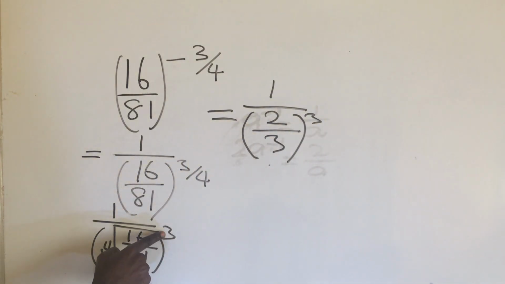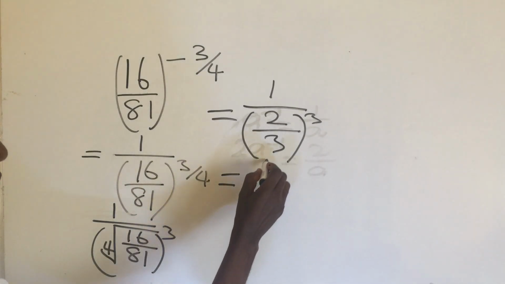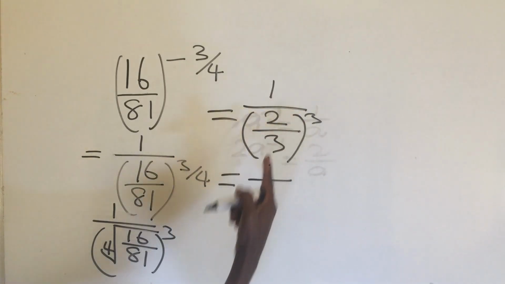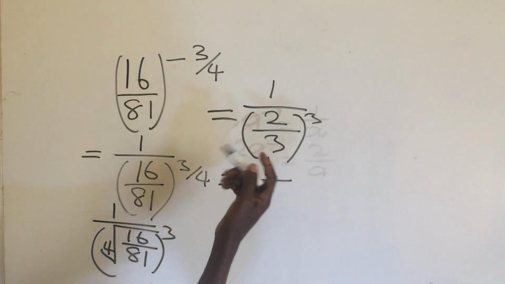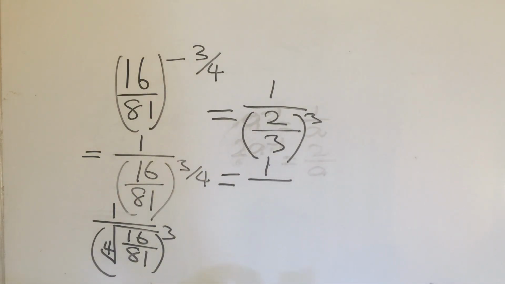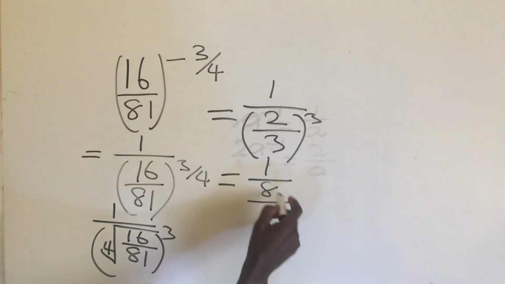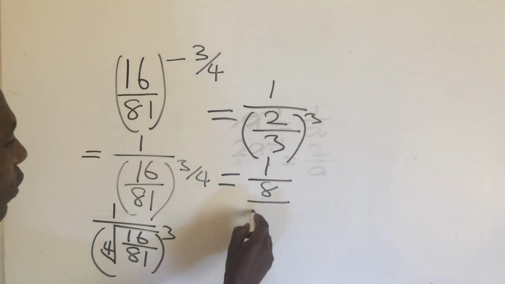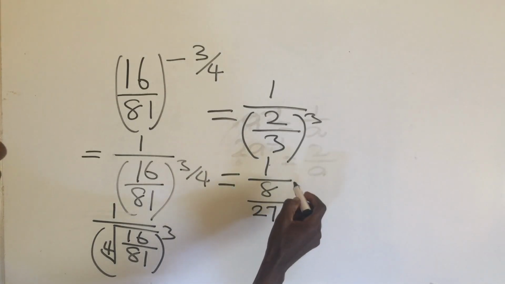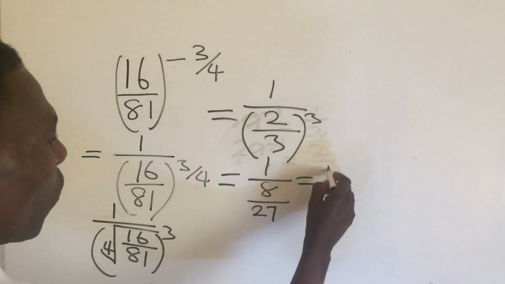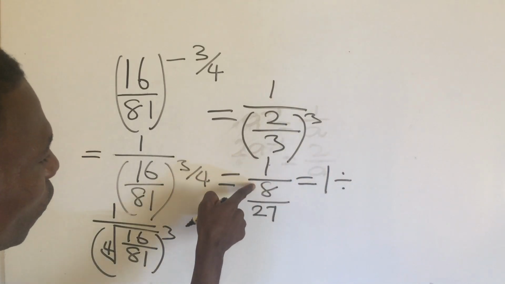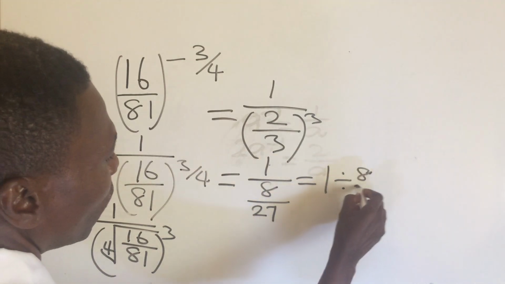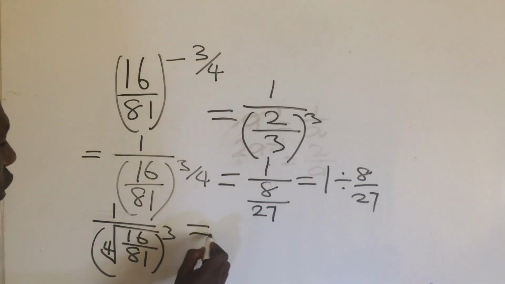When we continue to expand, it will now be 1 over 2 raised to power 3, which means 2 times 2 times 2, giving us 8. The same thing, 3 raised to power 3 means 3 times 3 times 3, which will give us 27. Then we now have 1 divided by, because 1 all over means 1 divided by, 8 over 27.